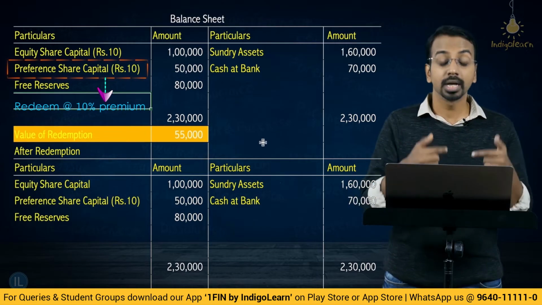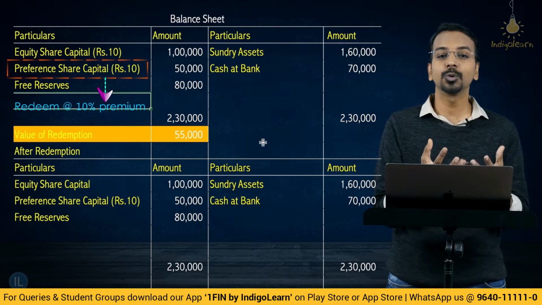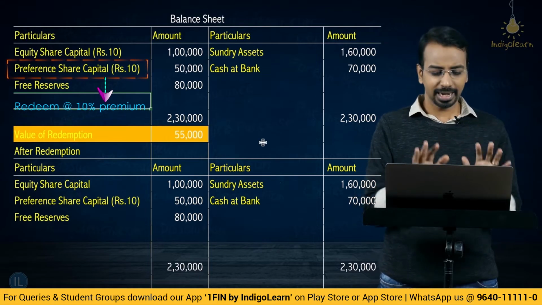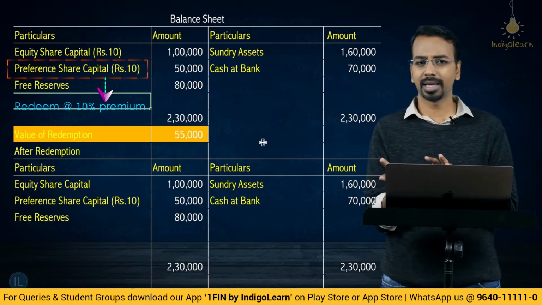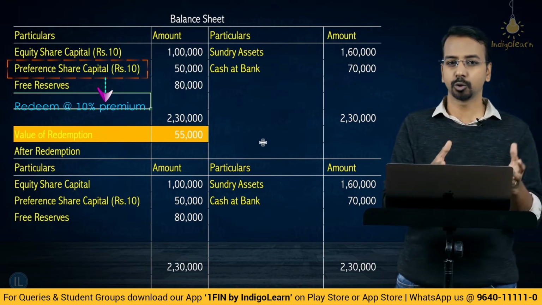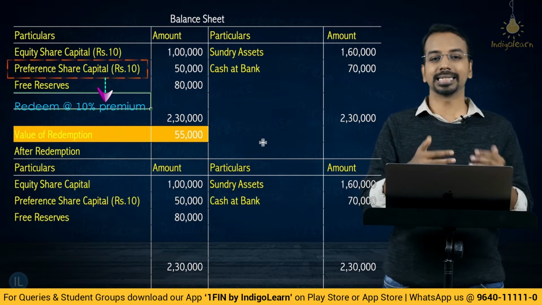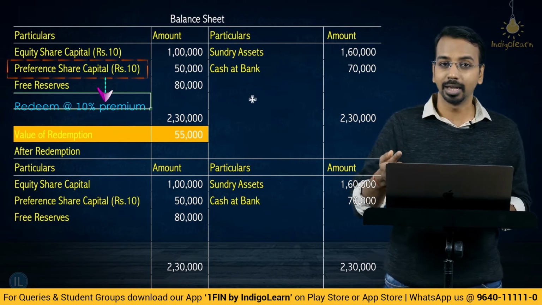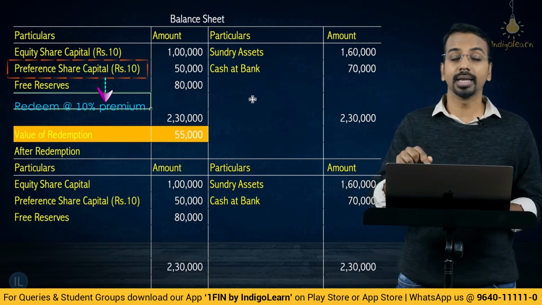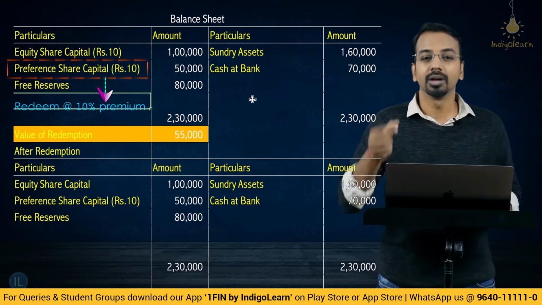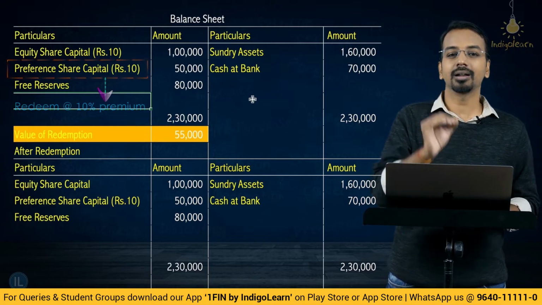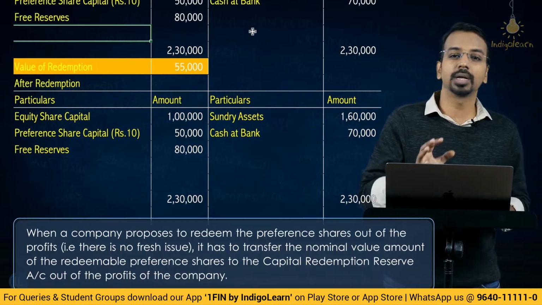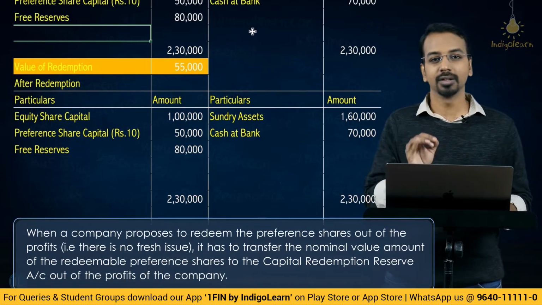Now this is the amount that you would need to pay to the shareholders. Preference shareholders need to get 55,000, and let's assume there is no requirement of minimum bank balance. There is nothing mentioned about a fresh issue. Everything has to be done from the existing balance sheet. Now the moment you see that 50,000 worth of preference shares have to be redeemed, the first thing that should strike your mind is, if there is no fresh issue, we need to create a capital redemption reserve of 50,000, correct?